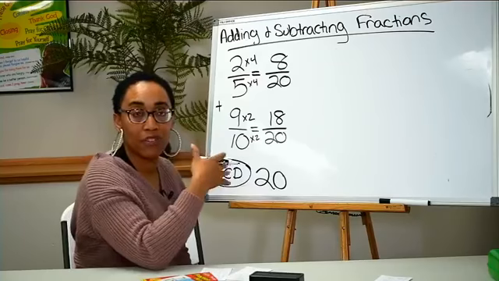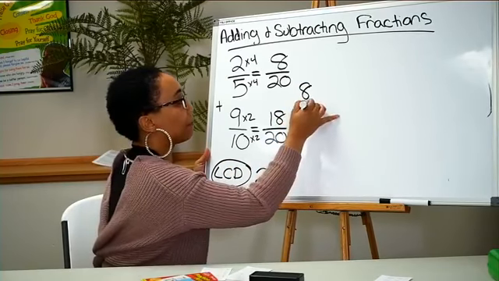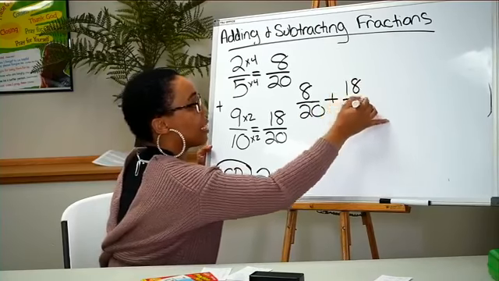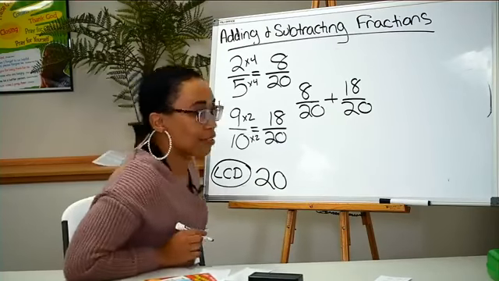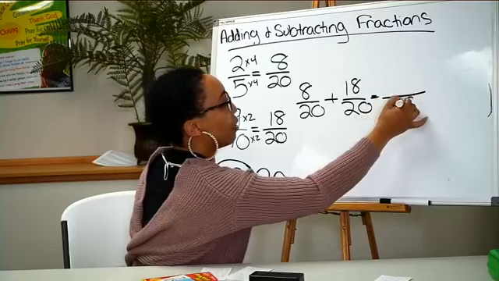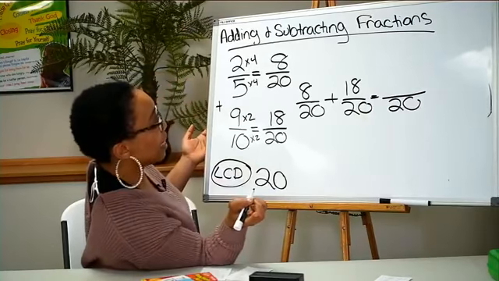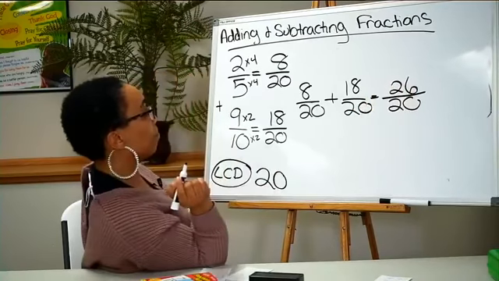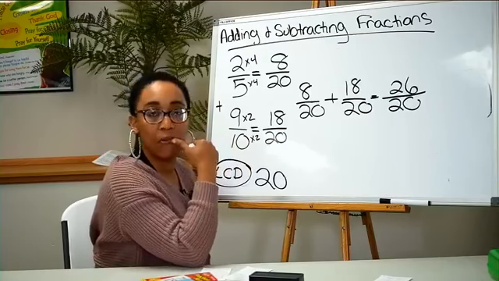All right, so now we have our two new fractions. I'm going to rewrite it just for clarity's sake. So we have 8/20 plus 18/20. Since the denominator is the same, we just move it on over. And 8 plus 18 is 26.